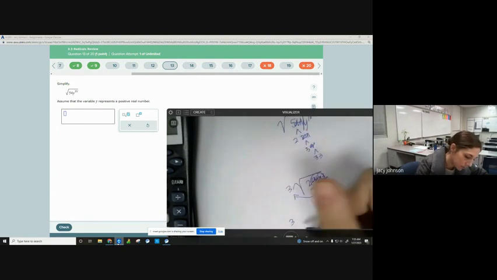So I could bring out a 3. So 3's on the inside. The 2 and the 3 are left on the inside. So 2 times 3, I could put them back together, is 6.